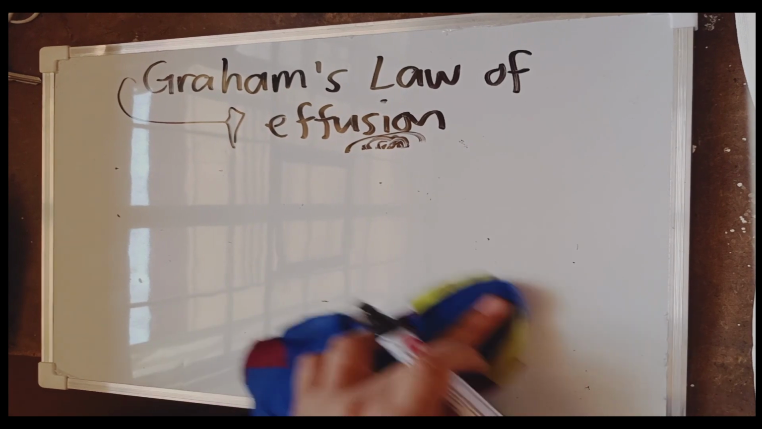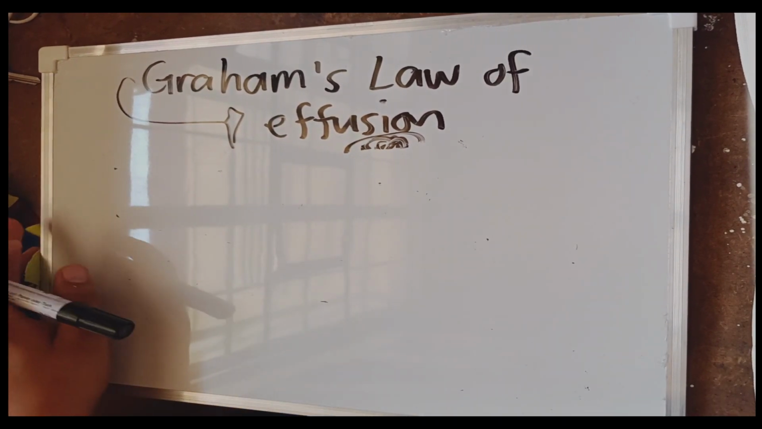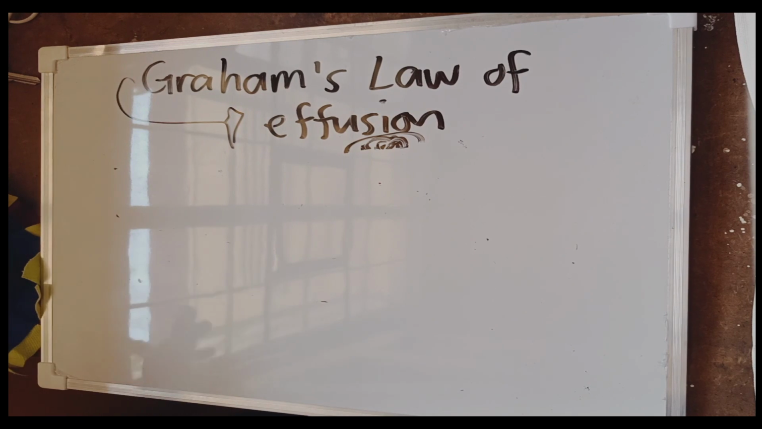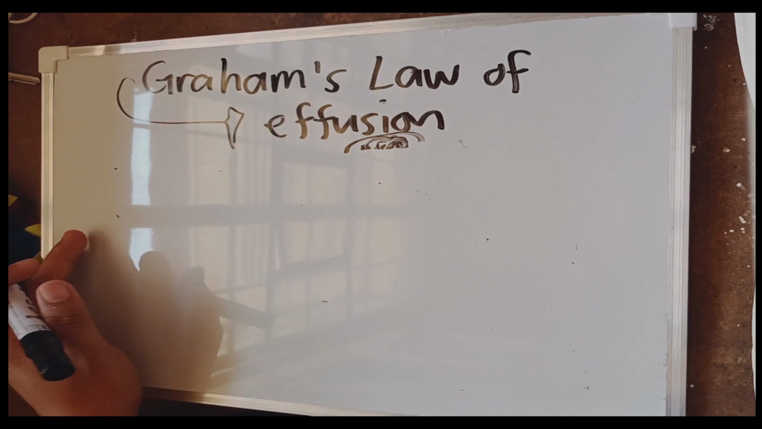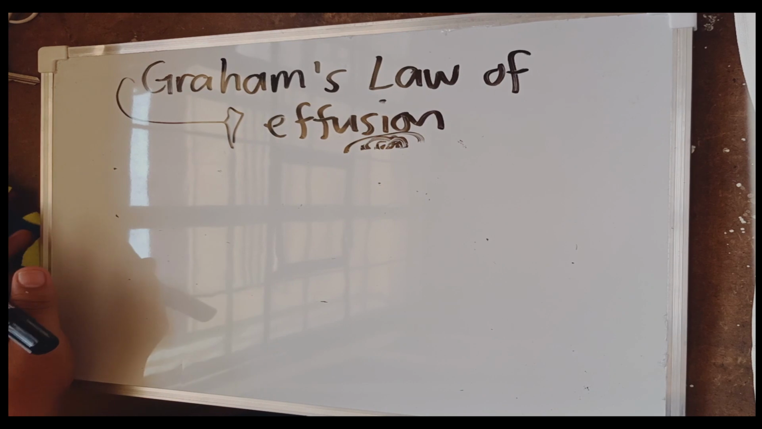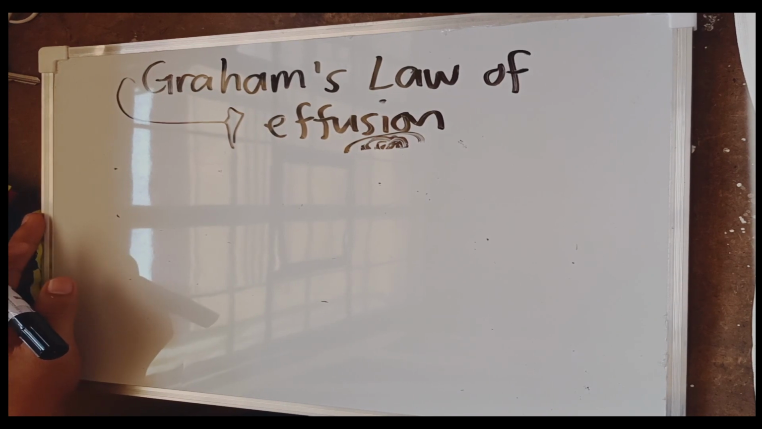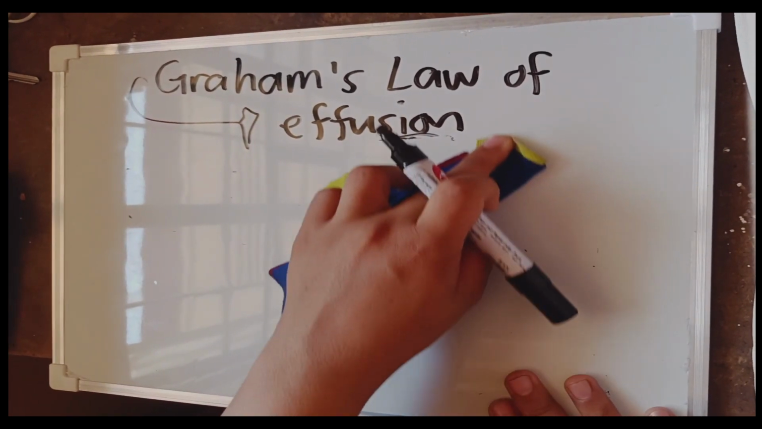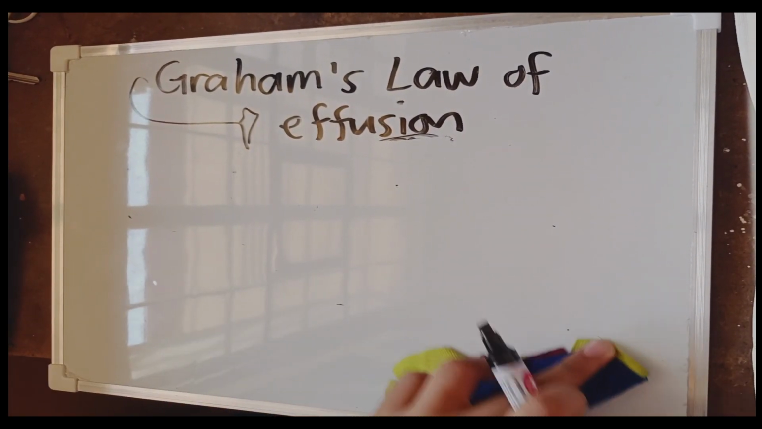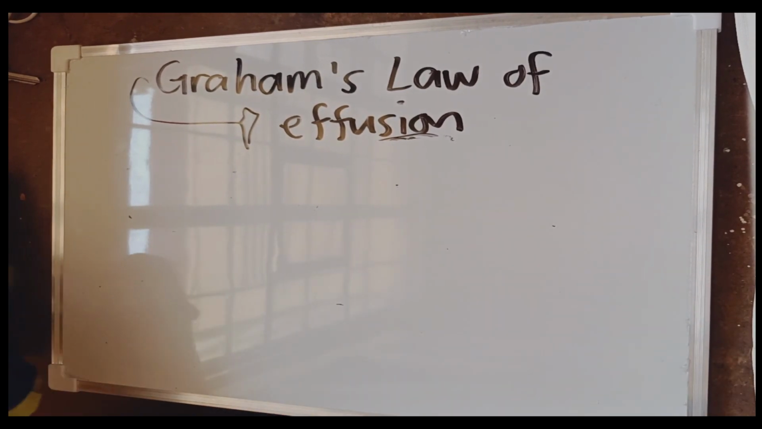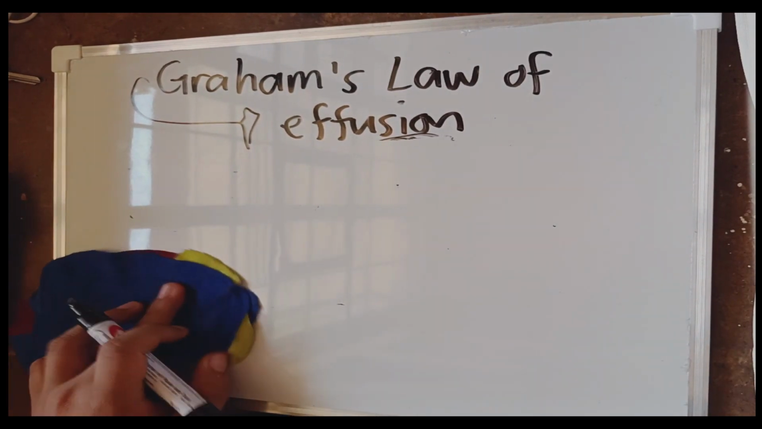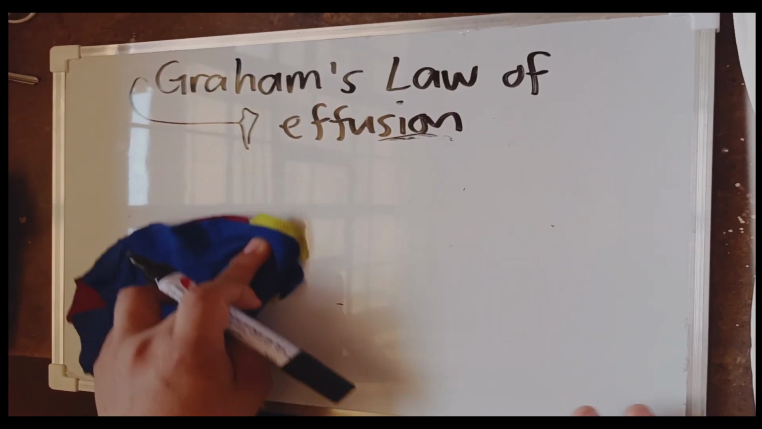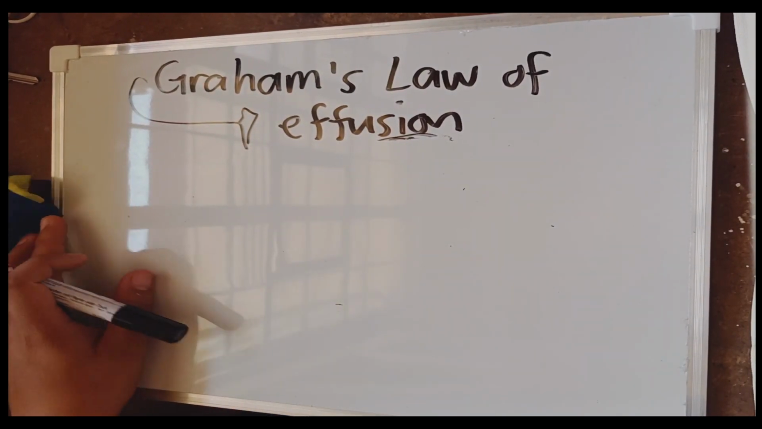Graham's law of effusion states that the rates of effusion of two gases are inversely proportional to the square root of their density or molar mass, expressing the rates of effusion of two gases at the same temperature. So in this case, there is the same temperature for the two gases. That means the temperatures of the two gases are constant.